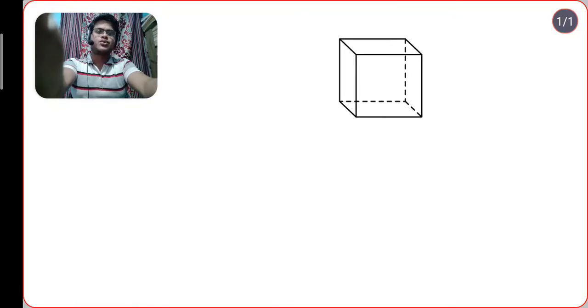So this is the cube structure. Whenever we have to calculate the total surface area, we simply have to see the surfaces it has. How many surfaces does it have? Six surfaces, yes or no? As it has six faces or six surfaces, on that basis we have to calculate the areas of these six surfaces.